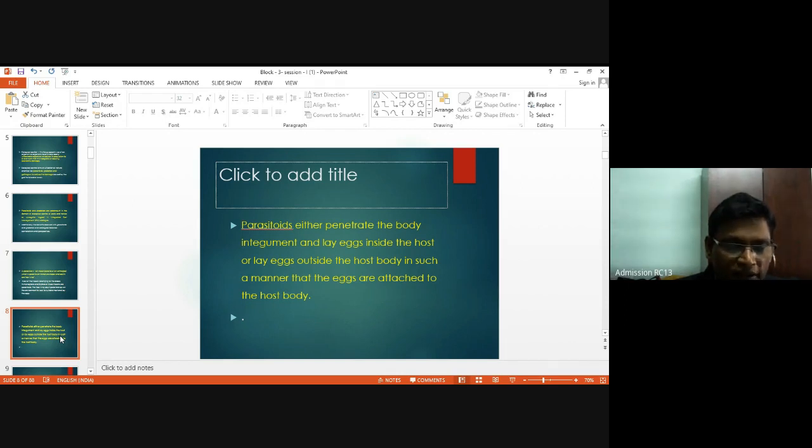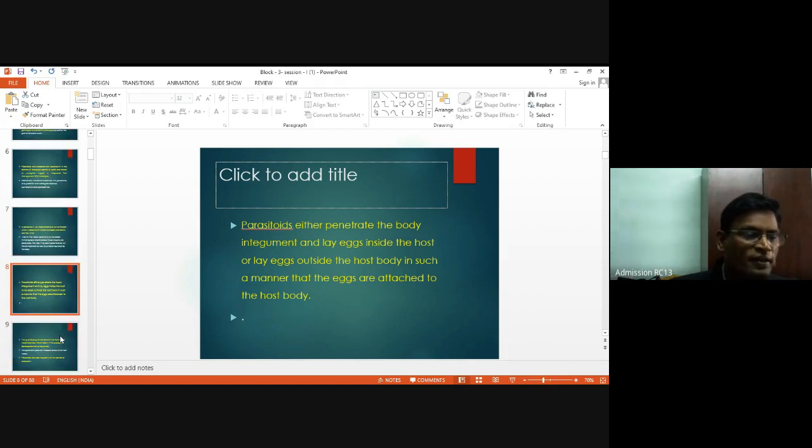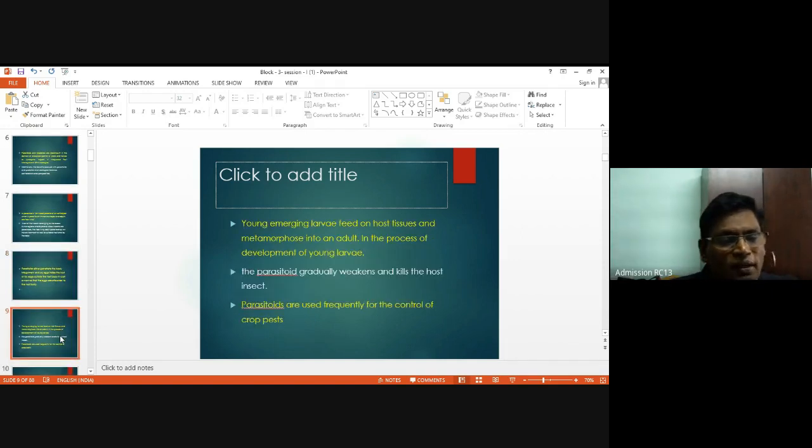Say, for example, there are insects which are damaging the crop largely, eating the crop or causing damage. This insect lays the eggs over the body of the pest, that is, the target organism. Then what will happen? The young larvae emerge from the egg and feed on the host tissue. So the host tissue here is the pest, right? The host tissue will be eaten and it metamorphoses into an adult.